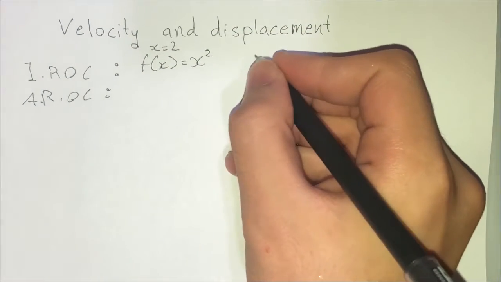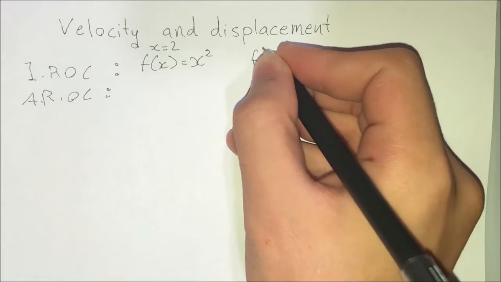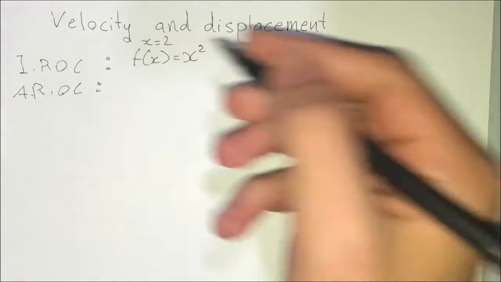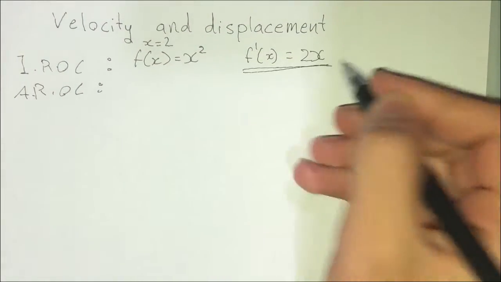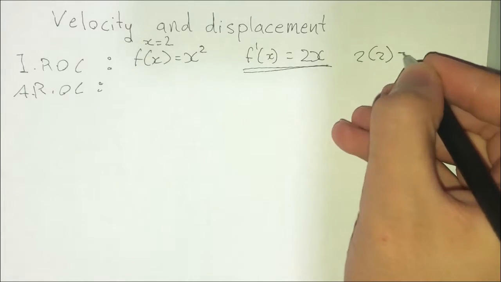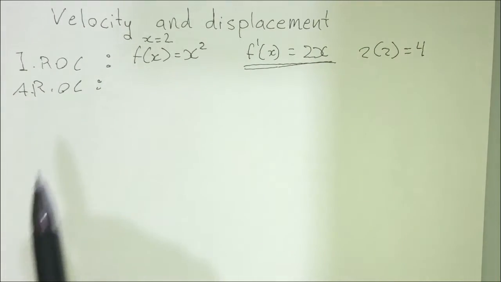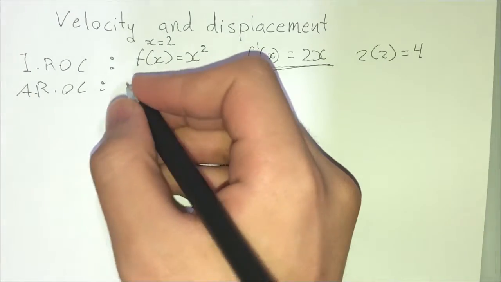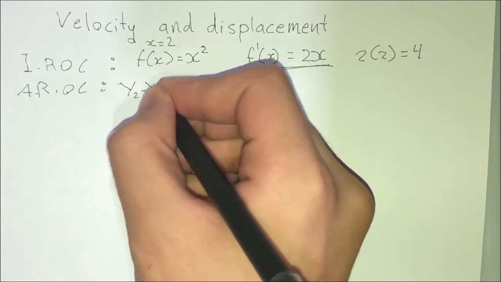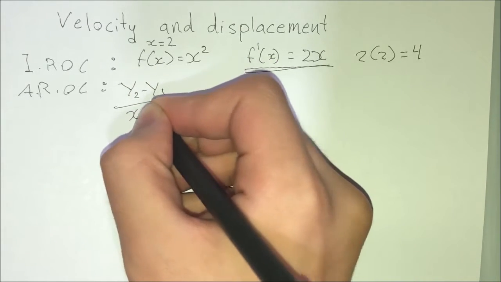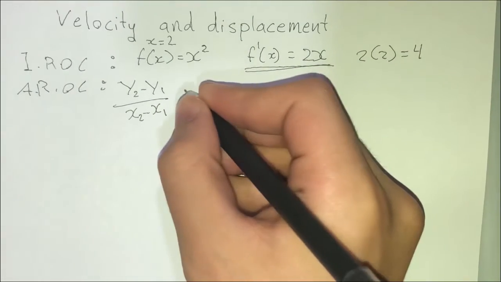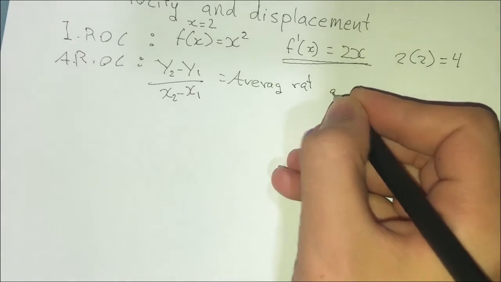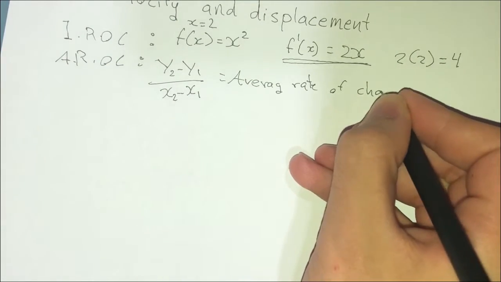All you'd have to do is first derive the function. The derivative of f(x) is going to be 2x, and then substitute the given point into the derived function here, and then you'd get 2 times 2 is equal to 4. As for average rate of change, you can also say it as the rise over run if you want. It would be y2 minus y1 over x2 minus x1. This would give you the average rate of change.